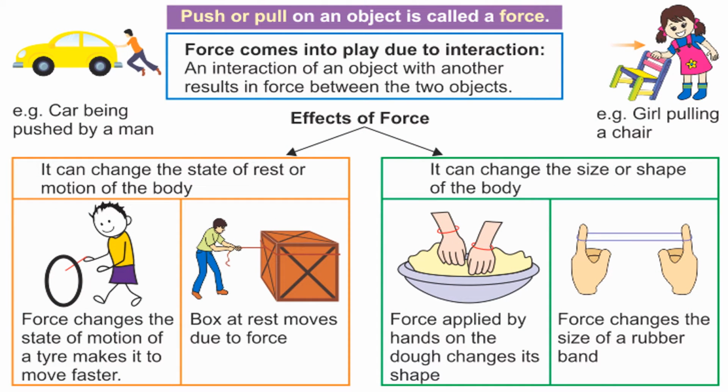So any push or pull on an object is called a force. You can see a girl pulling a chair. You can see a car being pushed by a man. Force comes into play due to interaction. An interaction of an object with another results in force being between the two objects. Okay, so this is what is force.